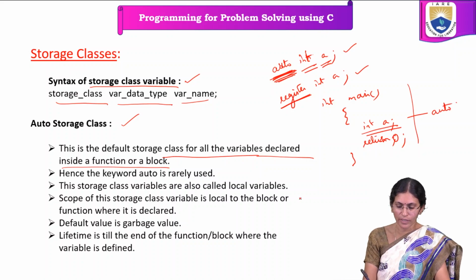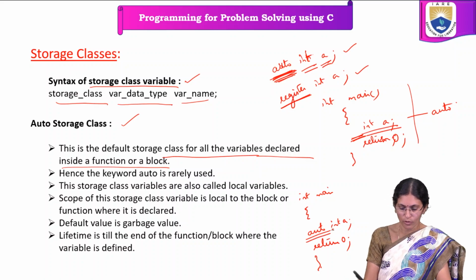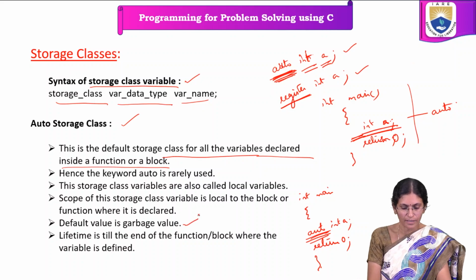So we can write it in this way or in the other way, auto int a. This is also correct. If we don't mention the storage class of the variable, by default the compiler will interpret the storage class as auto. Auto means automatic. So this variable belongs to the automatic storage class, and its default value will be a garbage value. These are the different properties which the storage class will have. The keyword auto is rarely used.